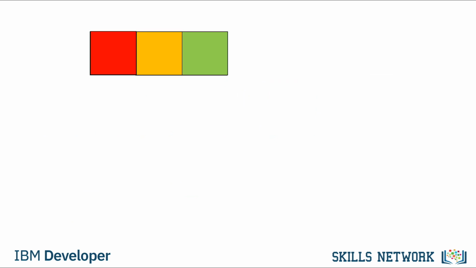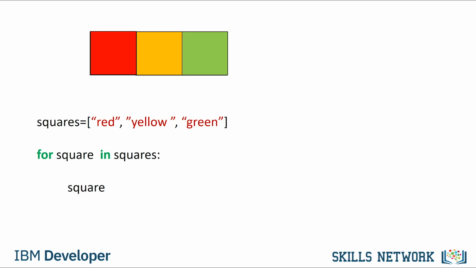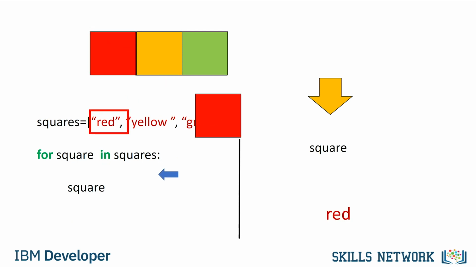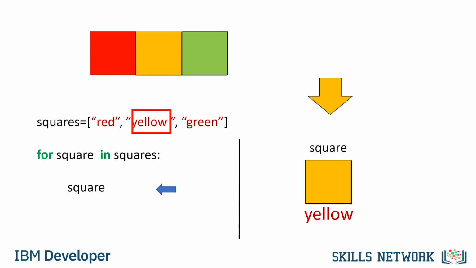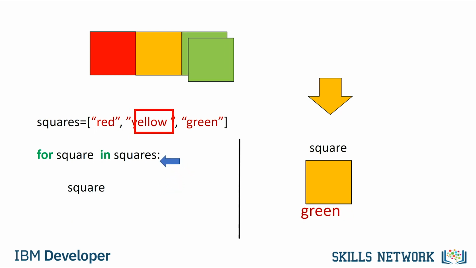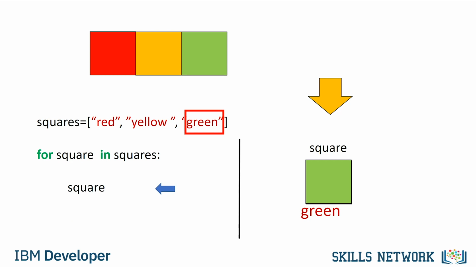We can also iterate through a list or tuple directly in Python. We do not even need to use indices. Here is the list squares. In each iteration, we pass one element of the list squares to the variable square. Let's display the value of the variable square in this section. For the first iteration, the value of square is red. We then start the second iteration. For the second iteration, the value of square is yellow. We then start the third iteration. For the final iteration, the value of square is green.